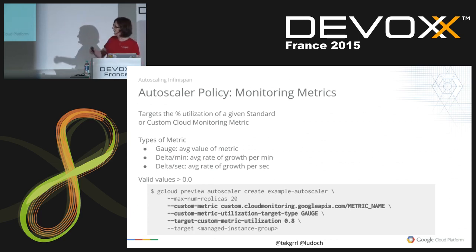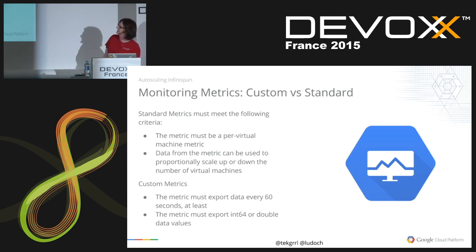We have other things as well, things like the types of metrics, valid values, and this is the command line for actually creating a new autoscaler using a metric, not a custom metric. A custom metric is a little bit different. It's something you provide yourself. It has to obey certain rules.